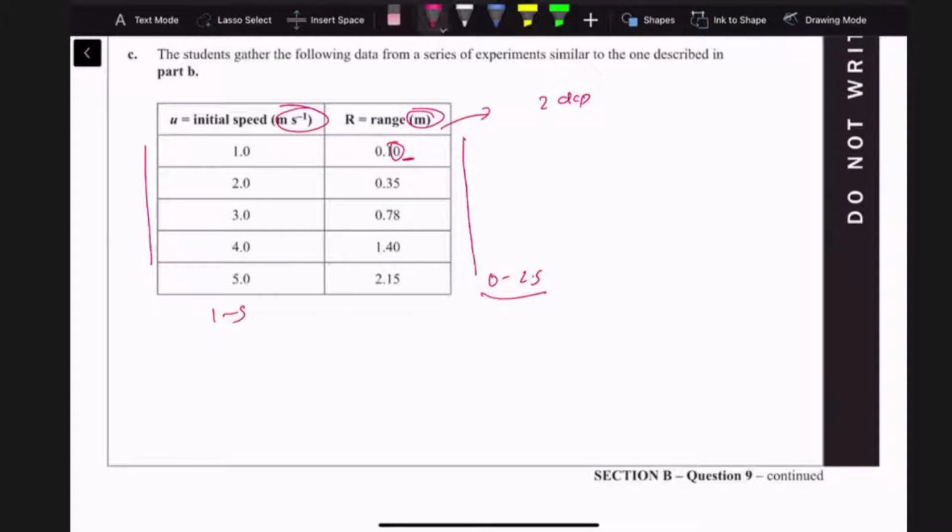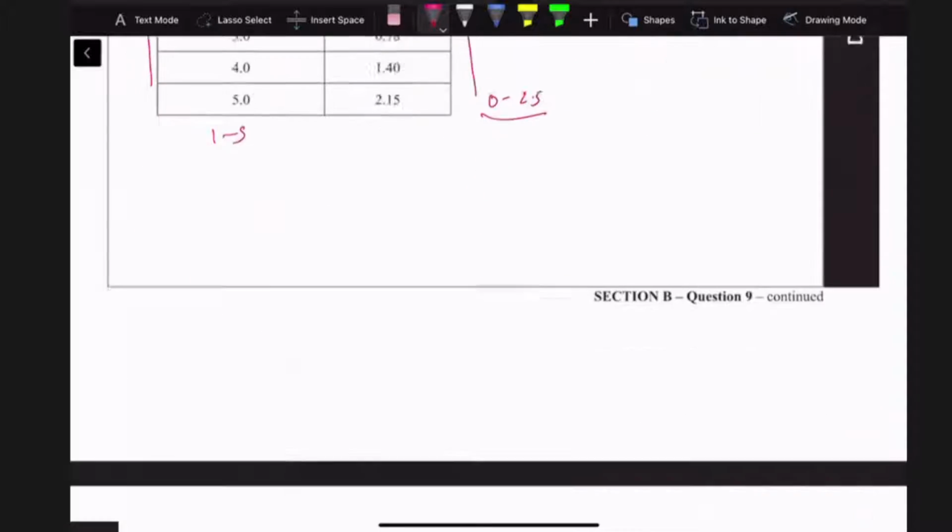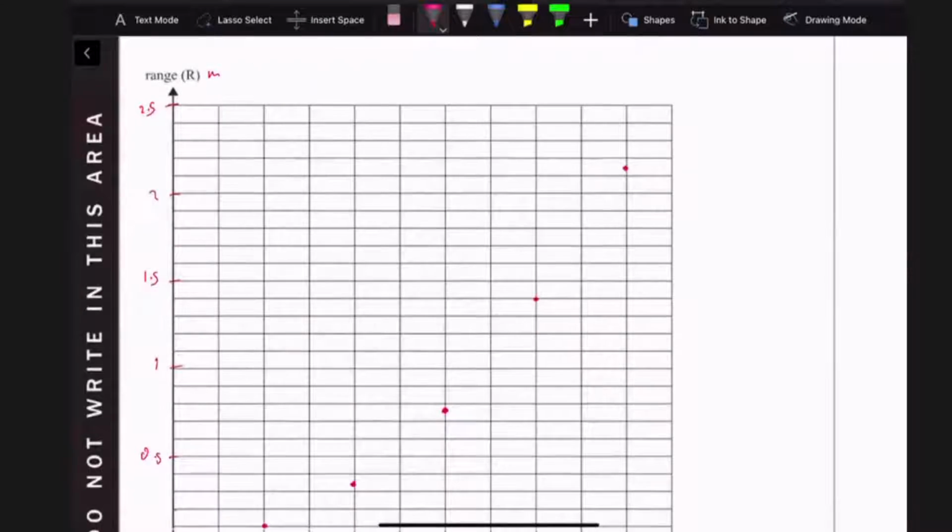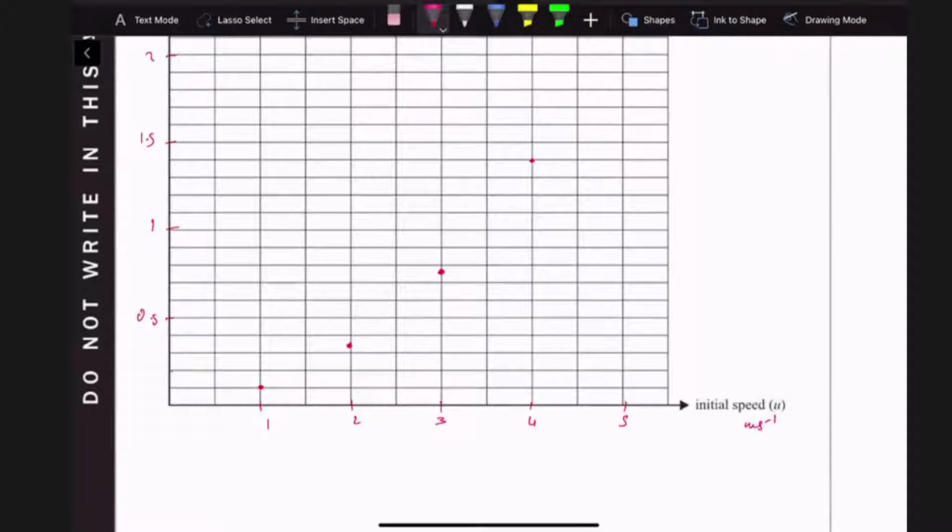So the third decimal point would be 0.001, or like there would be another value here. So the uncertainty would be plus or minus 0.005. It would be half of this decimal point. So it would be half of 0.10. So 0.005 on this table would just be half of one of these.